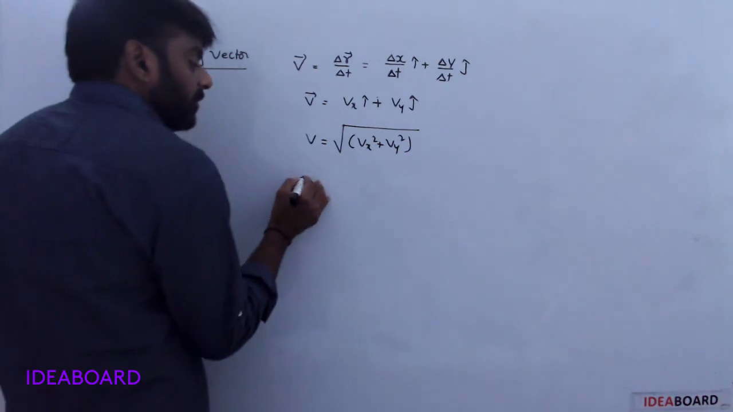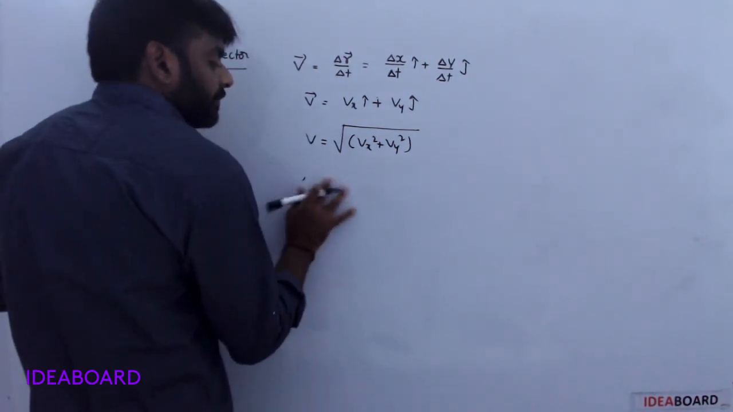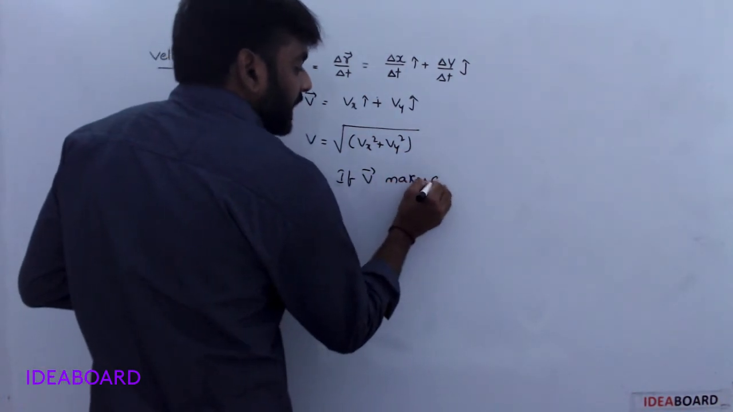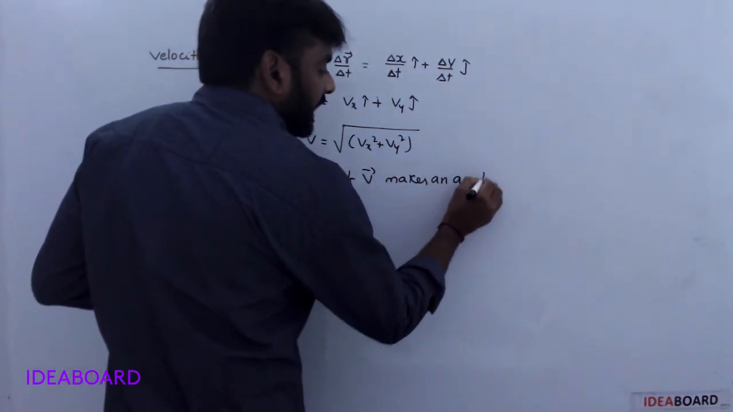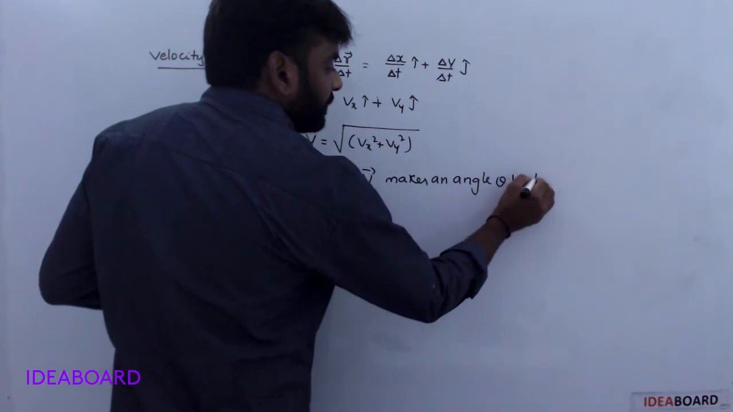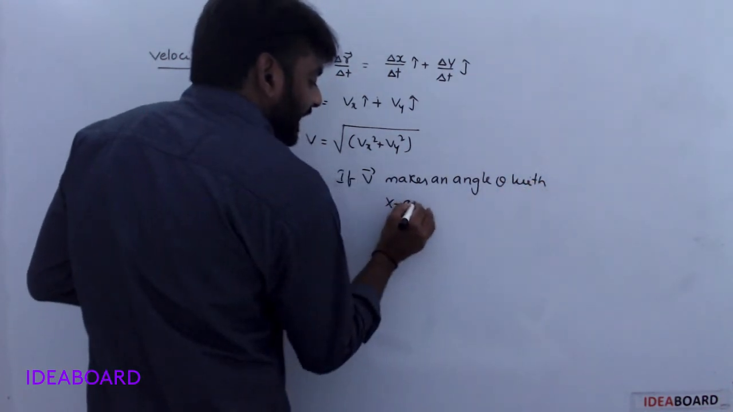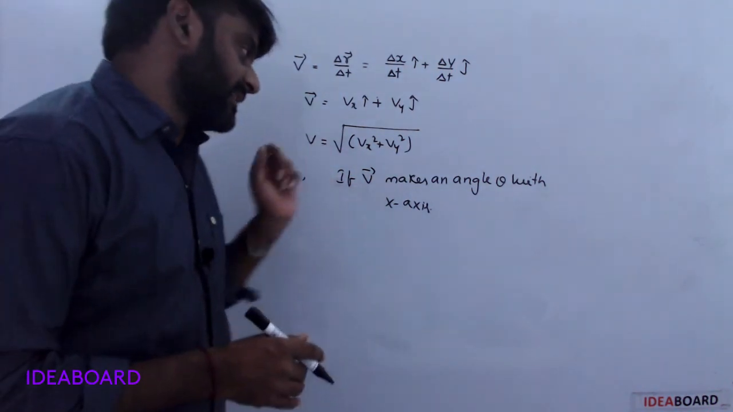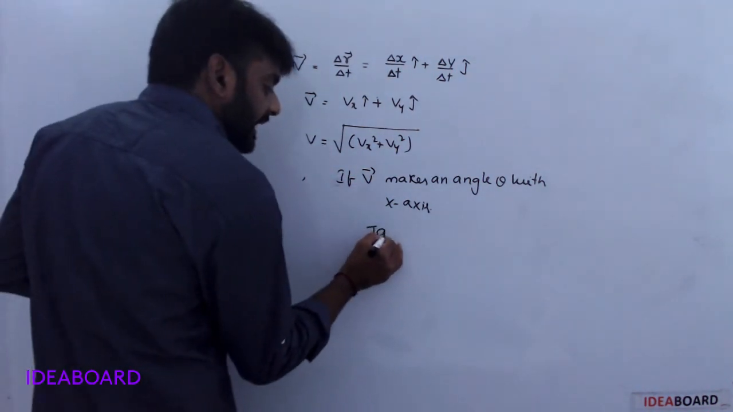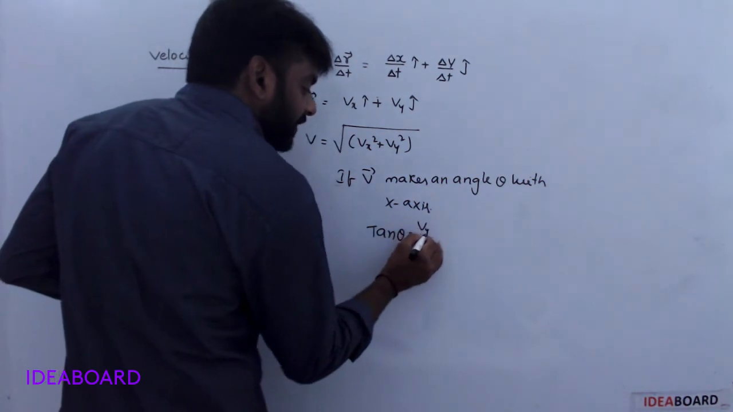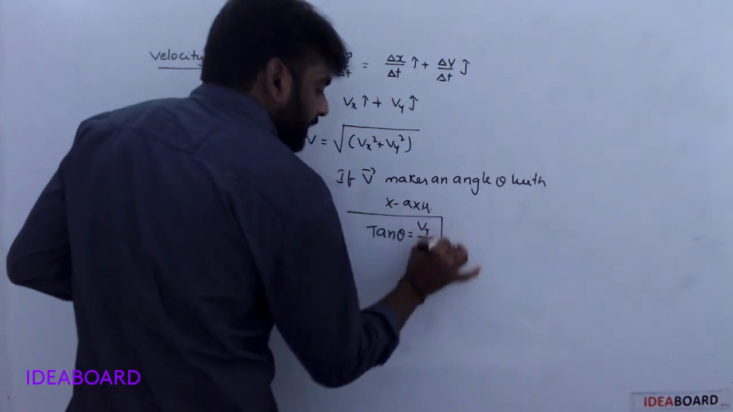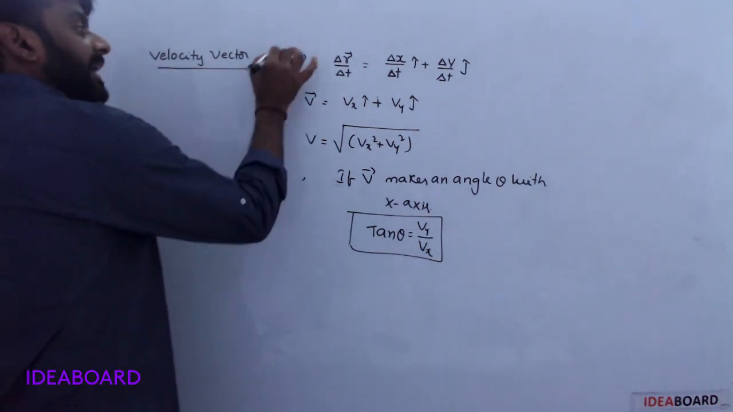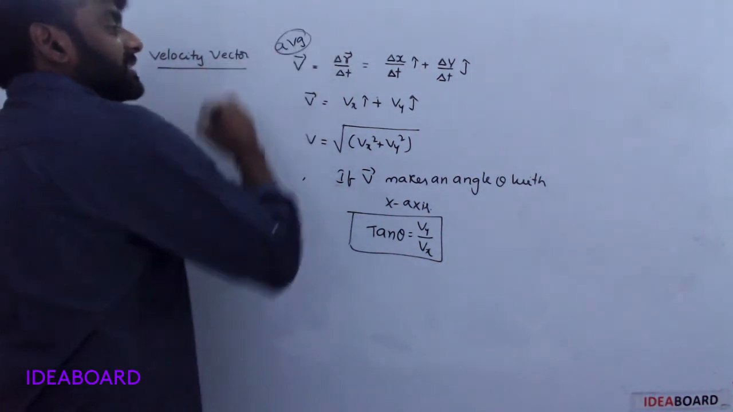Okay. Now, if v bar makes an angle theta with the x axis, in that case tan theta is written as vy by vx. Tan theta is equal to vy by vx. This one is average velocity.